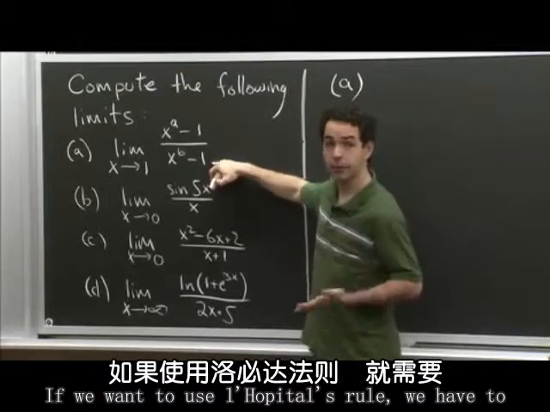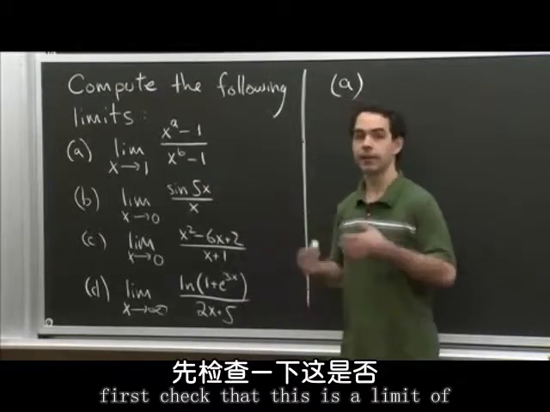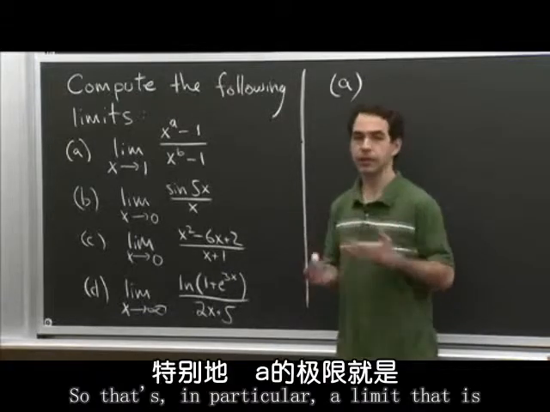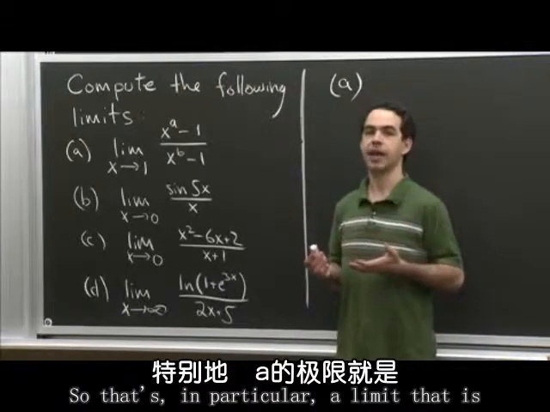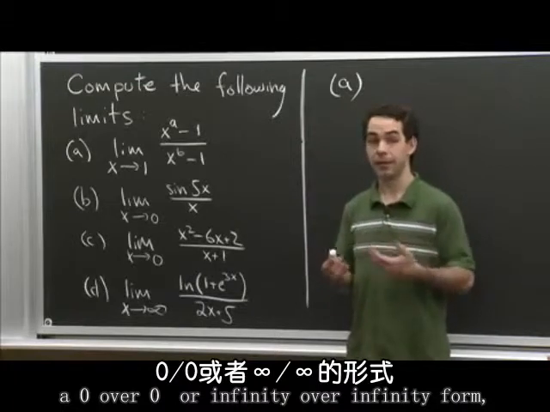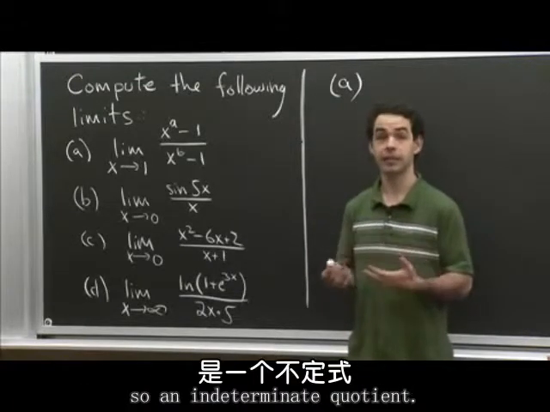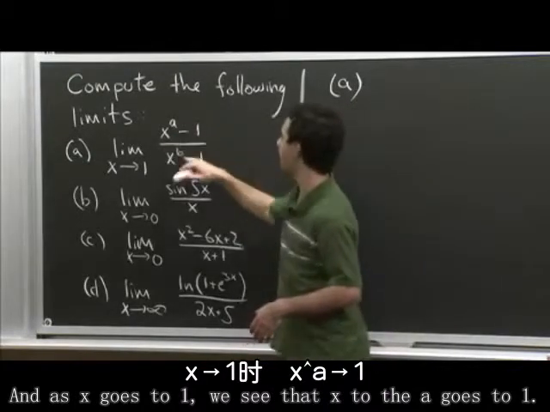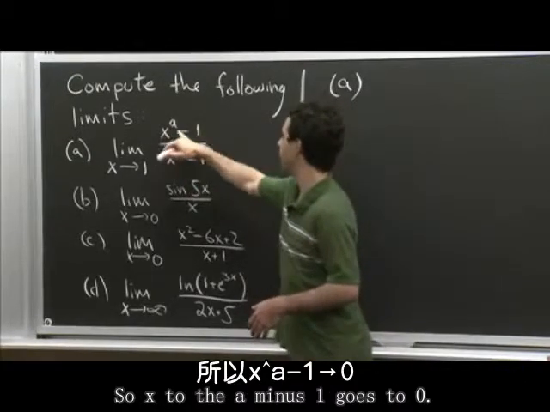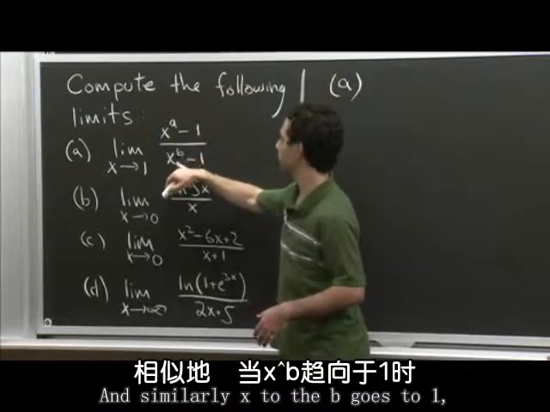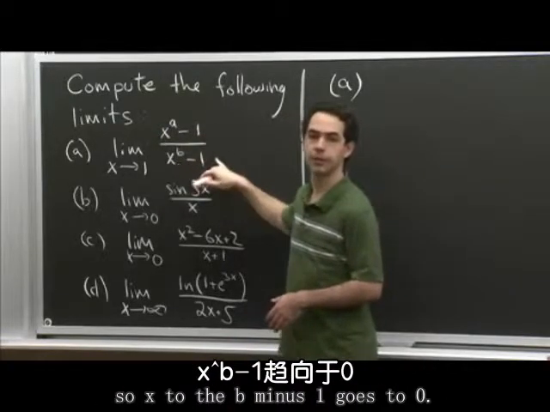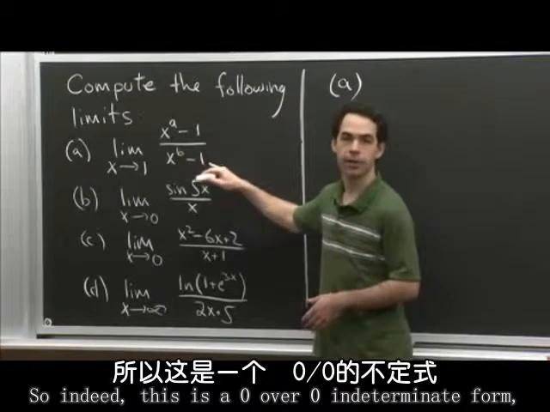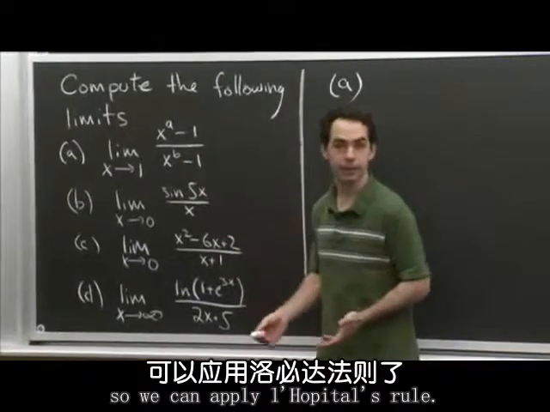If we want to use L'Hopital's rule, we have to first check that this is a limit of an appropriate kind of expression. So that's, in particular, a limit that is a 0 over 0 or infinity over infinity form, so an indeterminate quotient. And as x goes to 1, we see that x to the a goes to 1, so x to the a minus 1 goes to 0, and similarly x to the b goes to 1, so x to the b minus 1 goes to 0. So indeed, this is a 0 over 0 indeterminate form, so we can apply L'Hopital's rule.